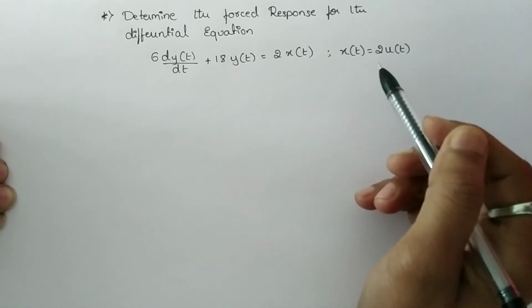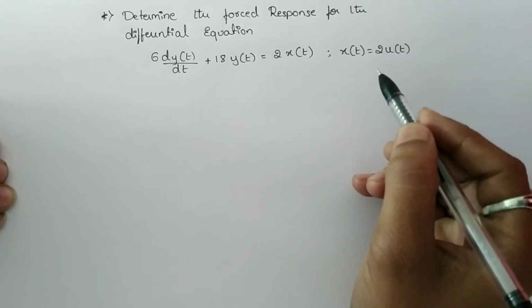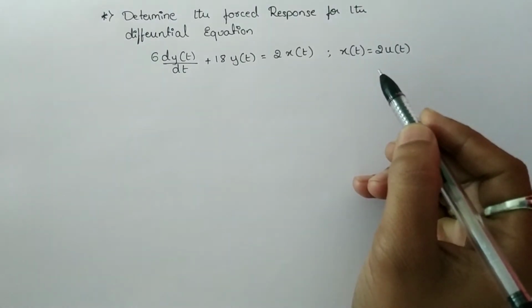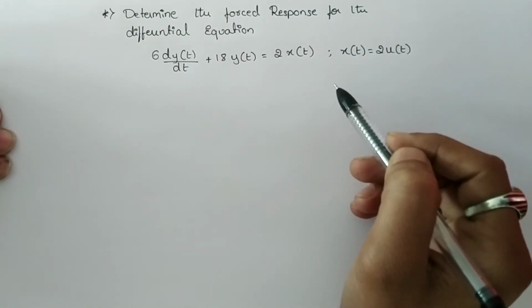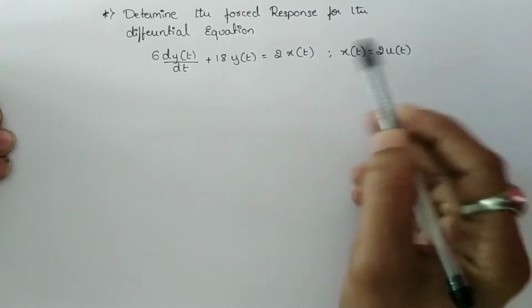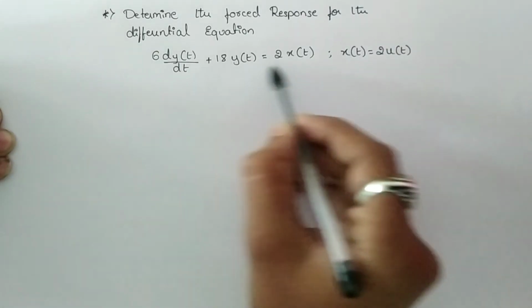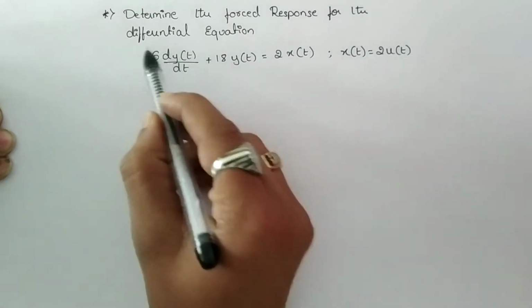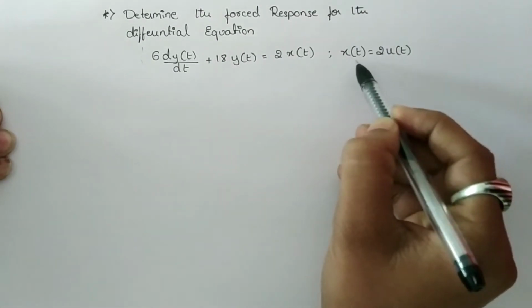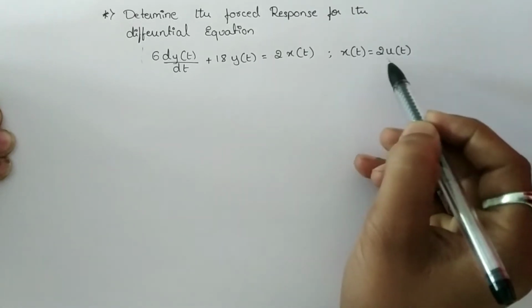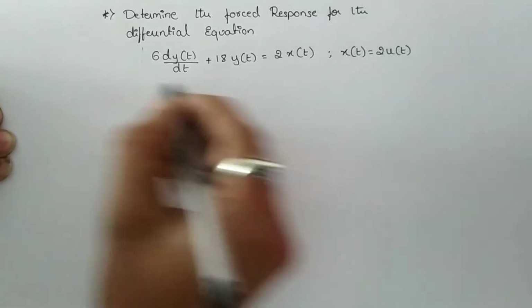Okay, in the previous video we solved the natural response. This is the continued part of that video. We are going to solve the forced response for the same problem. If you haven't studied the natural response, please go back to the previous video, where we have solved the natural response for the same equation. In this problem the input x(t) is given by 2u(t). Let us solve this.